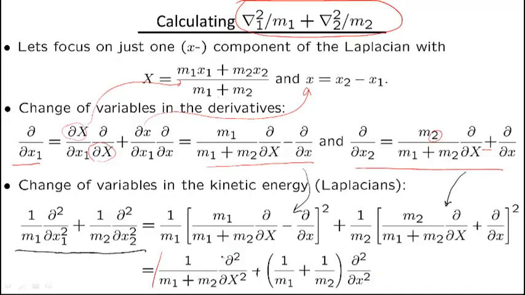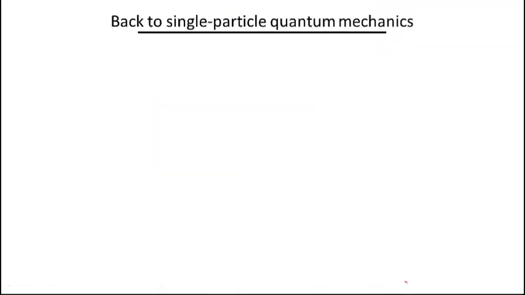So the first Laplacian with respect to the center of mass involves the total mass in the denominator, and the second Laplacian with respect to the relative coordinate involves this guy, which actually is called the reduced mass. So another way to write it is as so, m1 m2 divided by m1 plus m2. And this is called reduced mass. So now we're in the position to actually put everything together.